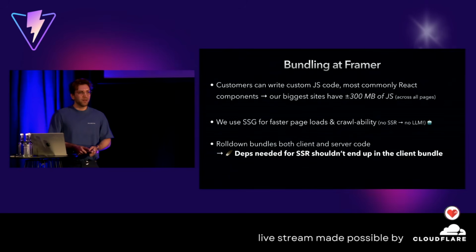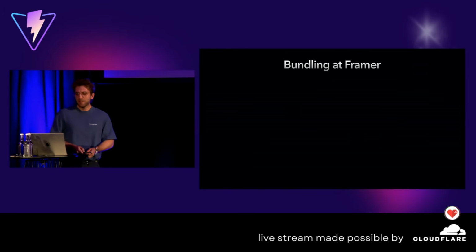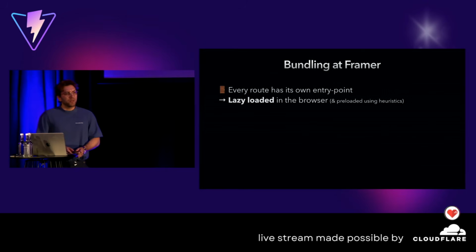And finally, our Rolldown process looks like bundling client and server code. So we don't want the server code to end up in client bundles. And once again, I've mentioned this multiple times, strict execution order matters. So our runtime code shouldn't fail if some user writes broken JavaScript in their bundles, basically. Every route also has its own entry point. We lazy load those in the browser using smart heuristics.